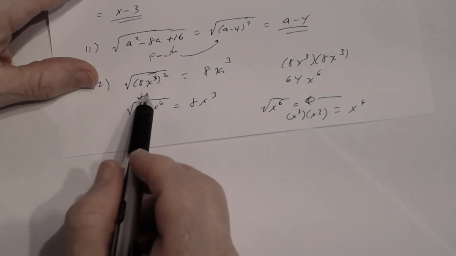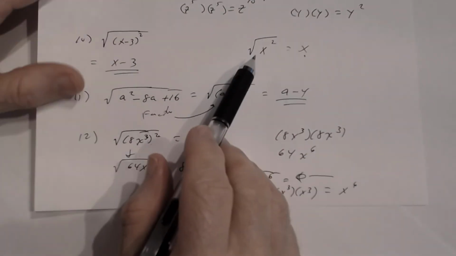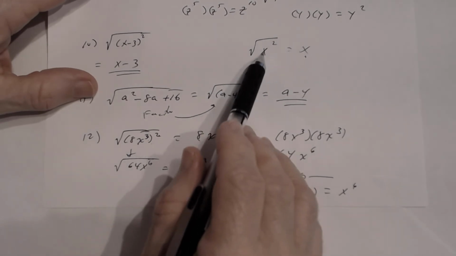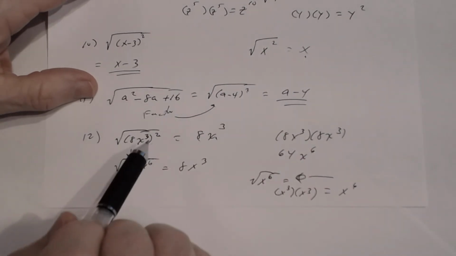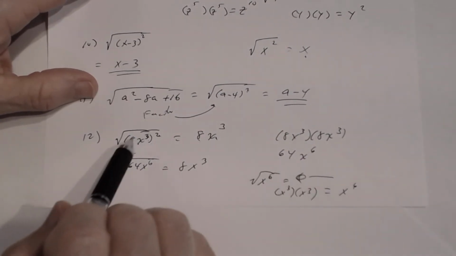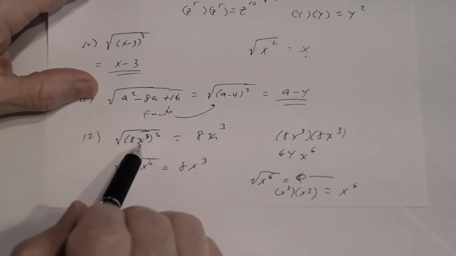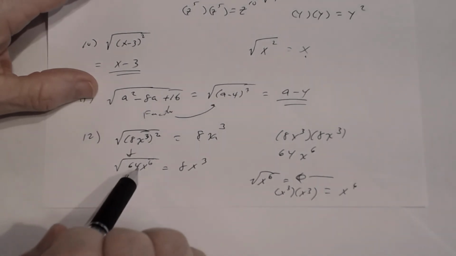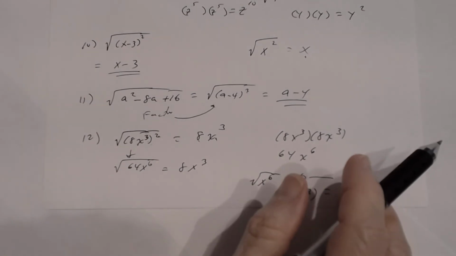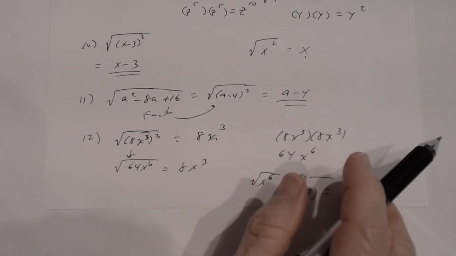But the point here was for you to remember that whenever you have the square root of some base squared, it's just the base. And that's what you have here. The base here is 8x cubed and it's being squared. Okay? All right.